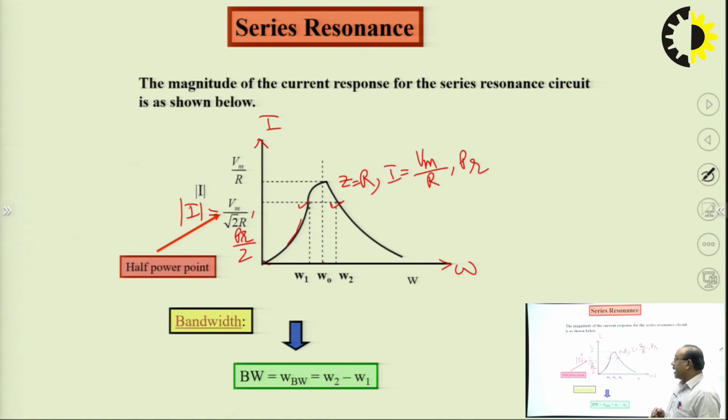The gap between these 2 points is known as bandwidth, BW. This can be written as omega BW, and that will be equal to omega 2 minus omega 1, where omega 2 is known as upper half power frequency point and omega 1 is known as lower half power frequency point. Reason being omega 1 is less than omega naught, that is why it is the lower half power frequency point.